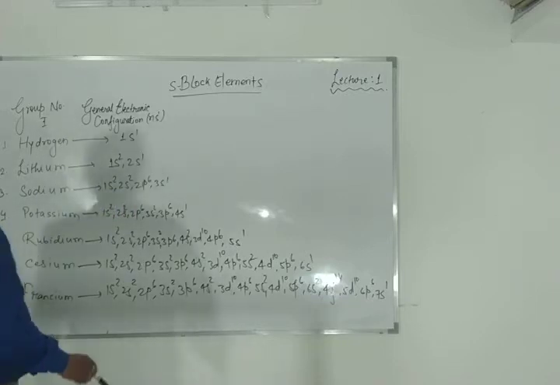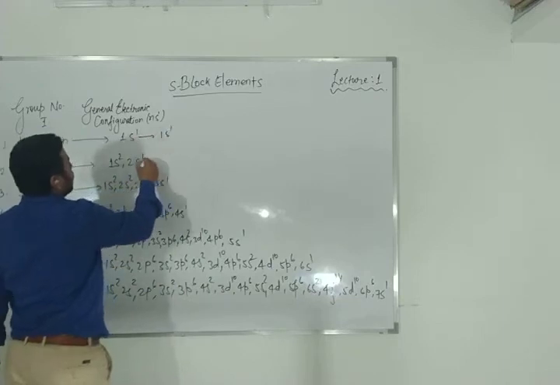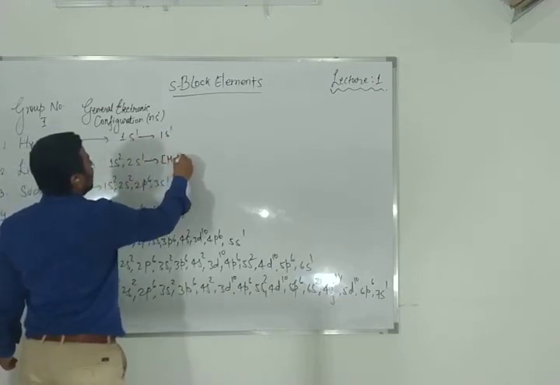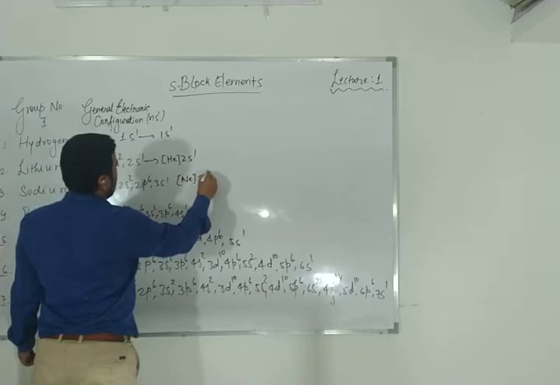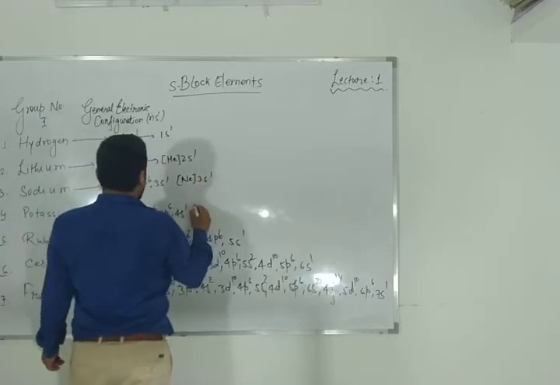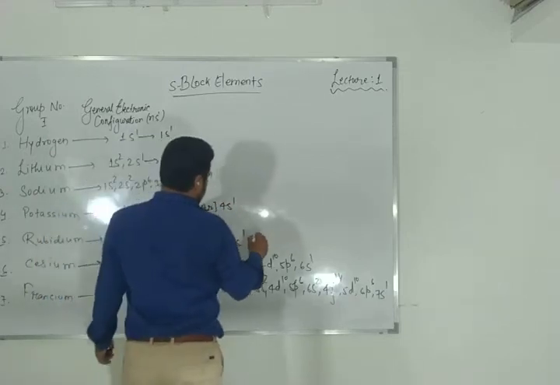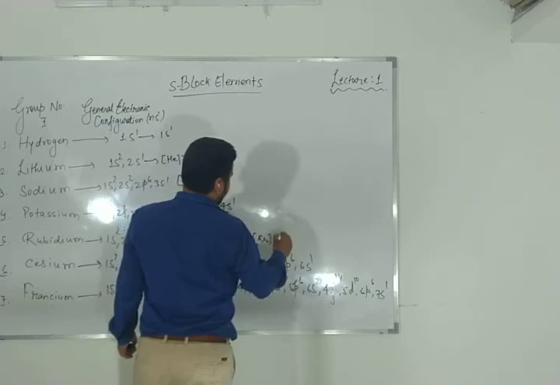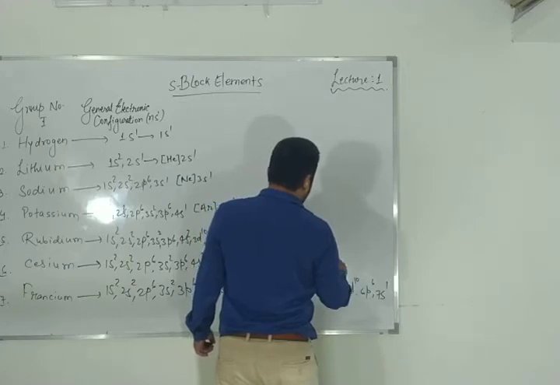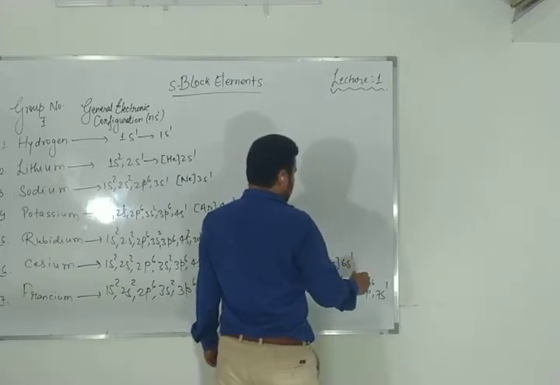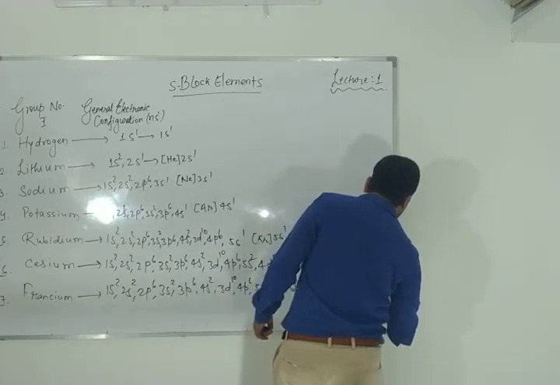One more thing you can write: instead of the full electronic configuration, you can use helium 2s1 for lithium, and instead of 2p6, you can use neon 3s1. Instead of 3p6, you can use argon 4s1. Instead of 4p6, krypton 5s1. Instead of 5p6, xenon 6s1. Instead of 6p6, you can use radon 7s1. So you can write like this also.